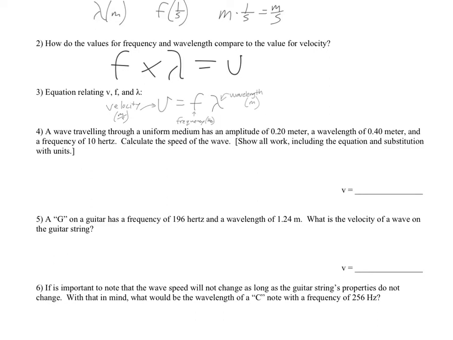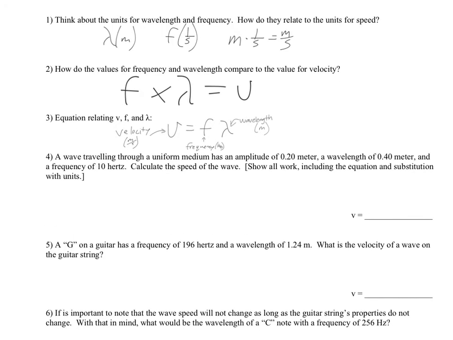So now we're just going through some practice questions. The first one says a wave traveling through a medium has an amplitude of 0.2 meters, a wavelength of 0.4 meters, and a frequency of 10 hertz. Calculate the speed of the wave. Now actually the amplitude is unneeded information, so you don't need that 0.2 meters. We'll just write down the wavelength then. That's 0.4 meters, and the frequency is 10 hertz.